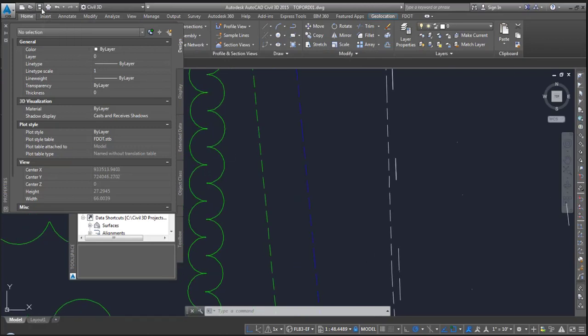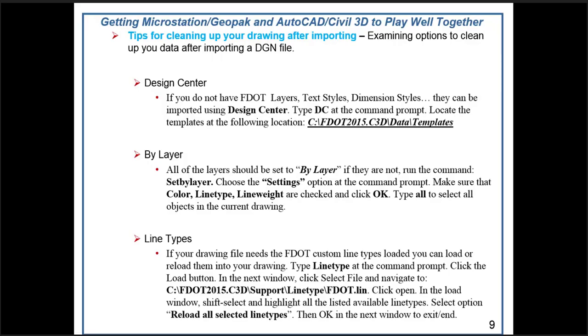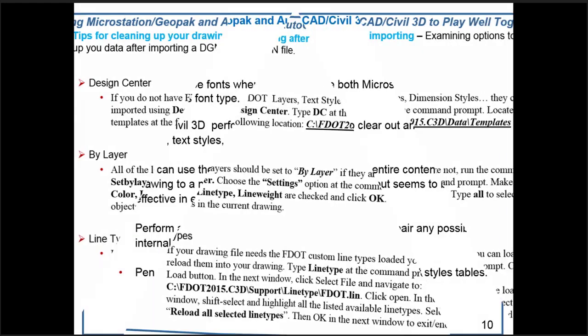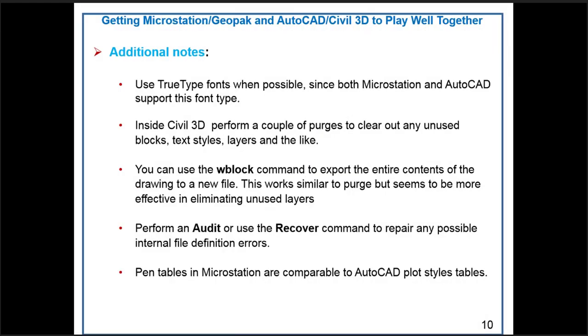Okay, and then last but not least, when you're done making those changes, you're done cleaning up your drawing, you may want to just click Save and then, of course, close the drawing out. The last thing we're going to look at here is just a few additional notes that I want to point out when you're doing the conversion process, or if you find yourself doing this often. You always want to use TrueType fonts when possible, since this is a font type that both MicroStation and AutoCAD support. Okay, so those TrueType fonts translate back and forth between the two platforms much more easily.